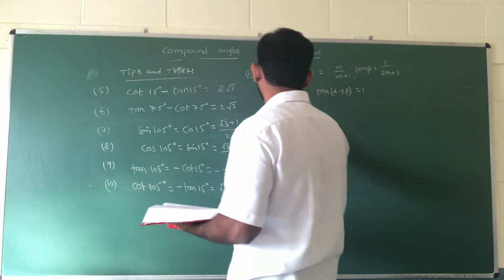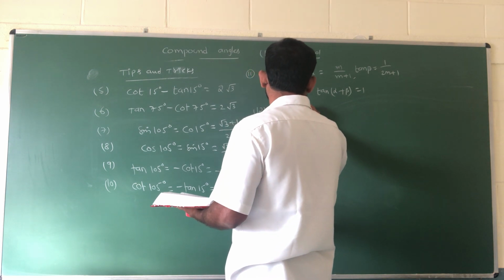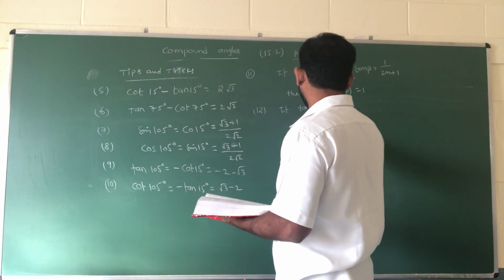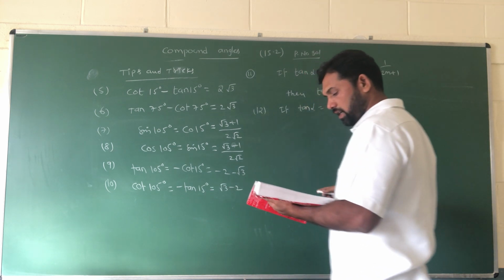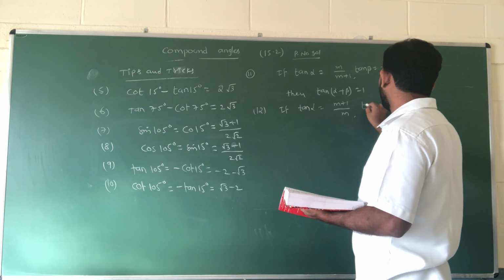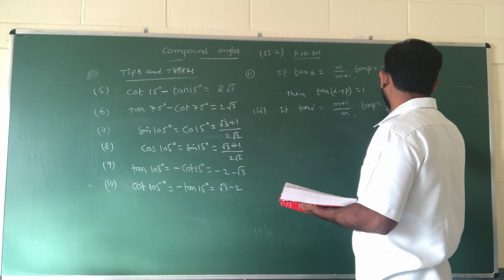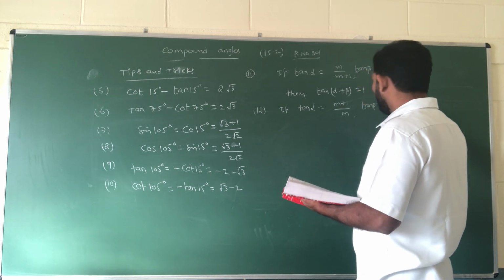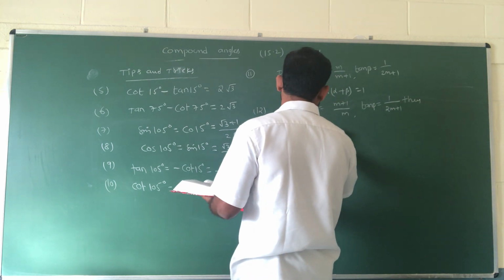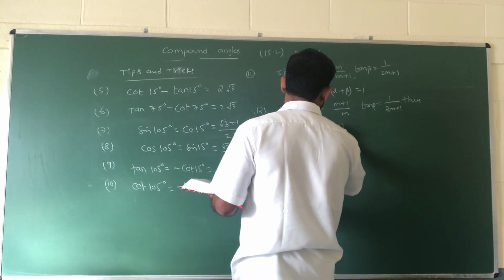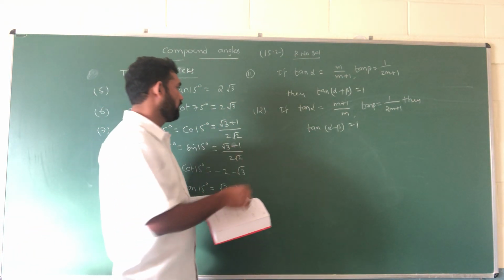So next point: if tan alpha is equal to m plus 1 divided by m, and tan beta is equal to 1 by 2m plus 1, then tan alpha minus beta is equal to 1. So next point, 41.